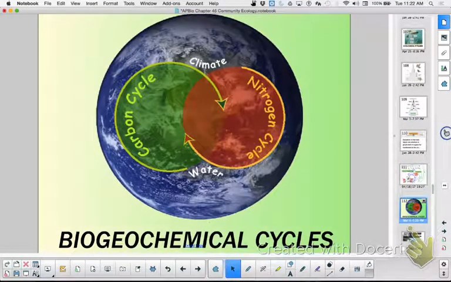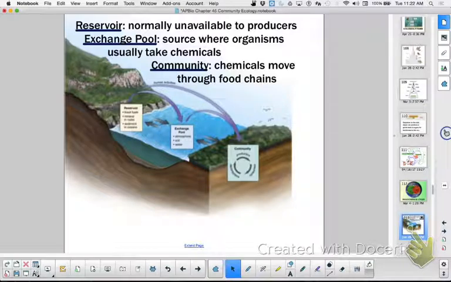So we know, what did we say? Energy flows and nutrients cycle. So we want to talk about the biogeochemical cycles. Pass or play on differentiating between these three words. Go.